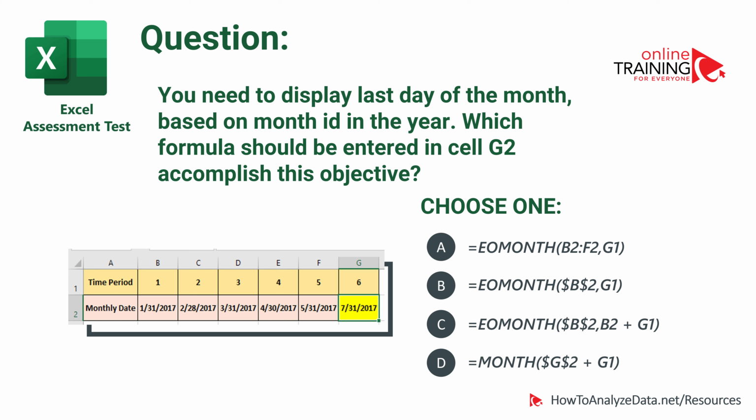Here's the question for you to answer. You need to display the last day of the month based on the month's ID in the year. Which formula should be entered in the cell G2 to accomplish this objective? And you have 4 choices.